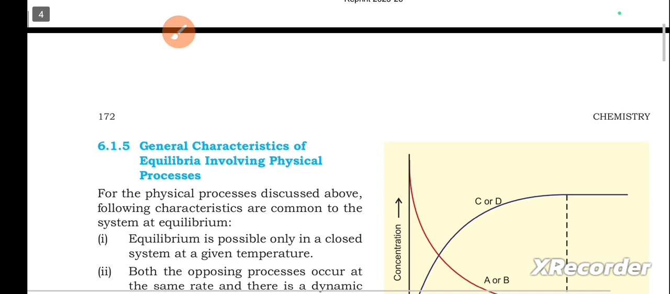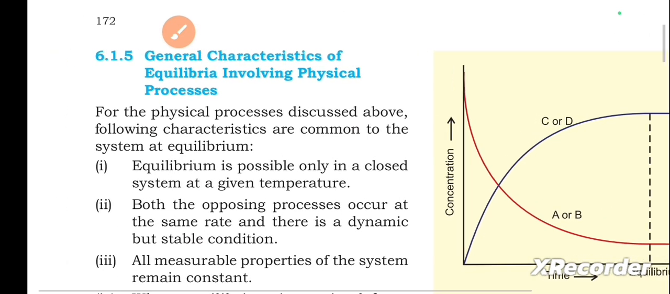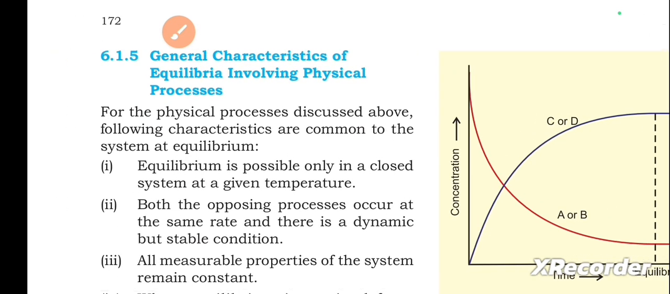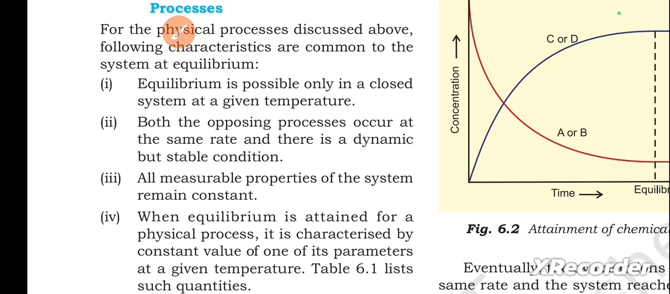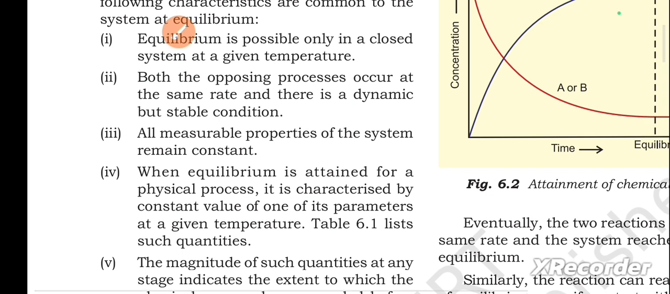Next, general characteristics of equilibria involving physical processes. For the physical processes discussed above, the following characteristics are common to the system at equilibrium. First point, equilibrium is possible only in a closed system at a given temperature. Second one, both the opposing processes occur at the same rate and there is a dynamic but stable condition. Third point, all measurable properties of the system remain constant.